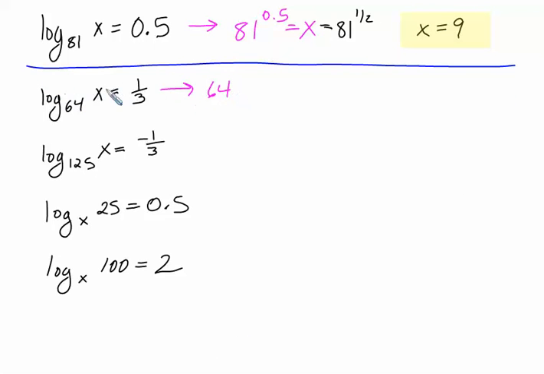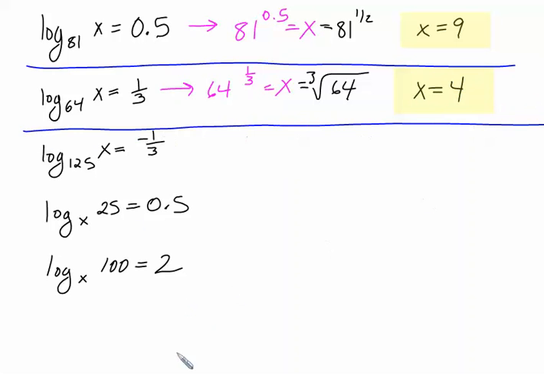64, the log is equal to the exponent. It's equal to the other thing then. So this means that x will be equal to the cube root of 64. Well, 4 times 4 times 4 is 64. So x would just simply be equal to 4.